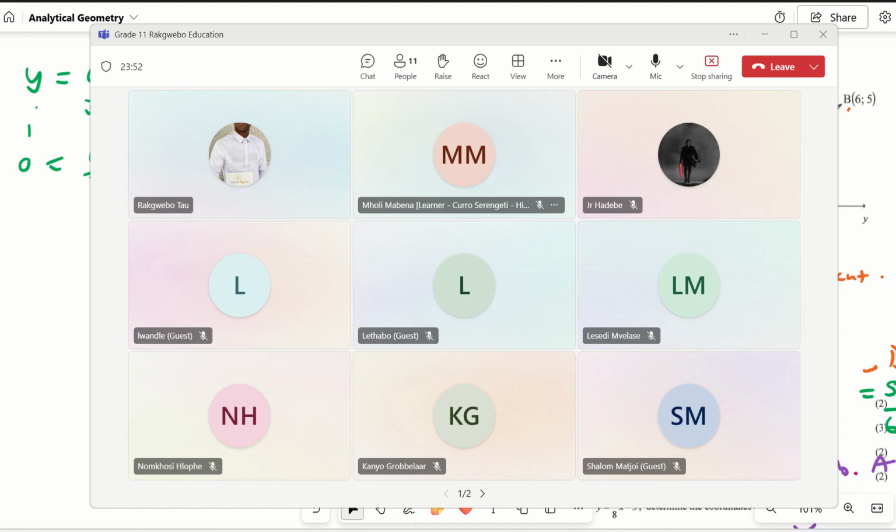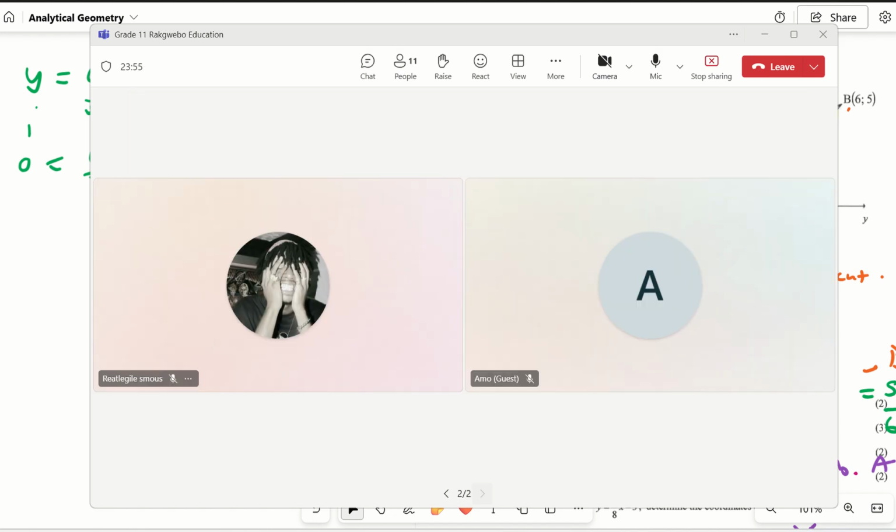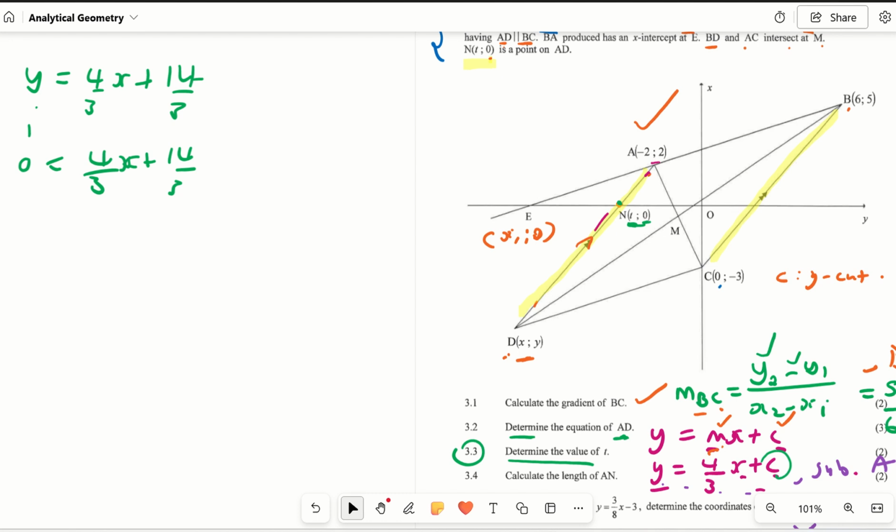Yes, yes, yes. Tomorrow we're going to see if we do probability or finance. We'll tell you.